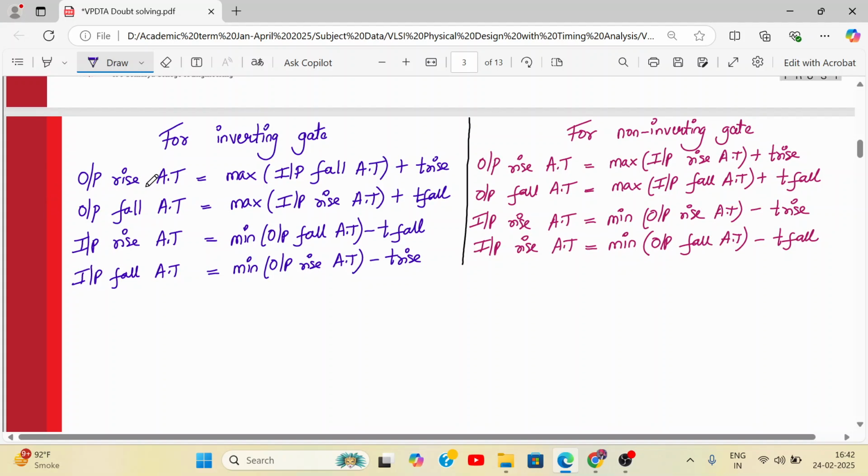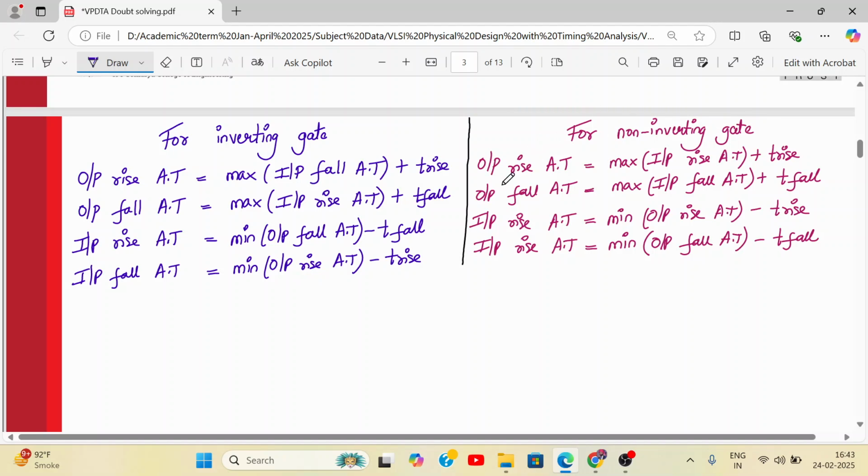So the output rise arrival time is equal to maximum of input fall arrival time plus the rise delay. Output fall arrival time is equal to maximum of input rise arrival time, because it's an inverting gate, plus T fall. This is the fall delay. Input rise arrival time is equal to minimum of output fall arrival time minus fall delay. Input fall arrival time is equal to minimum of output rise arrival time minus T rise delay.